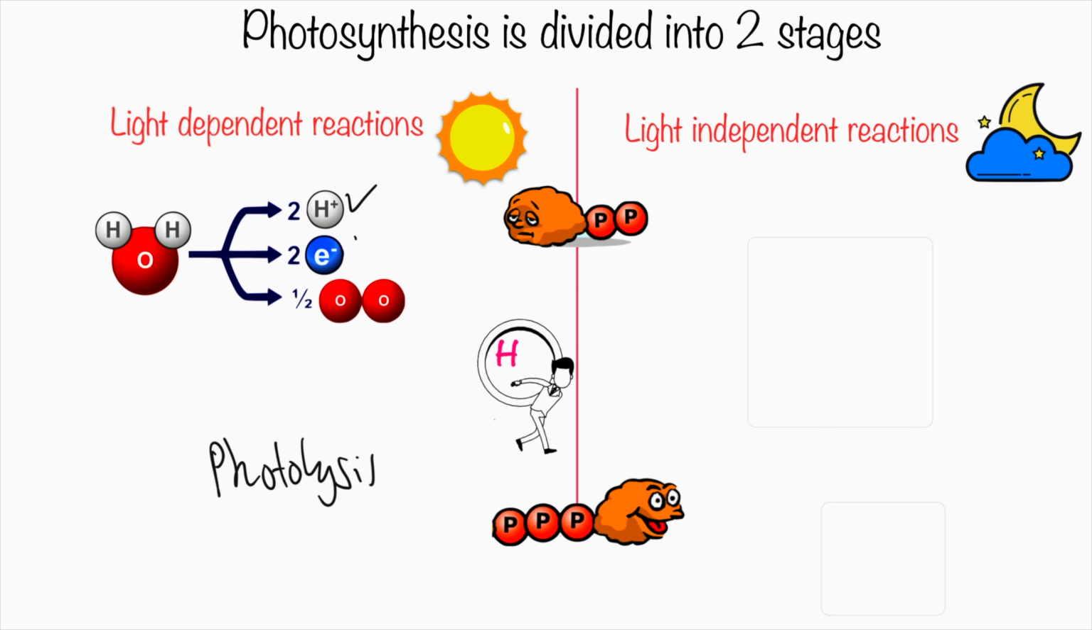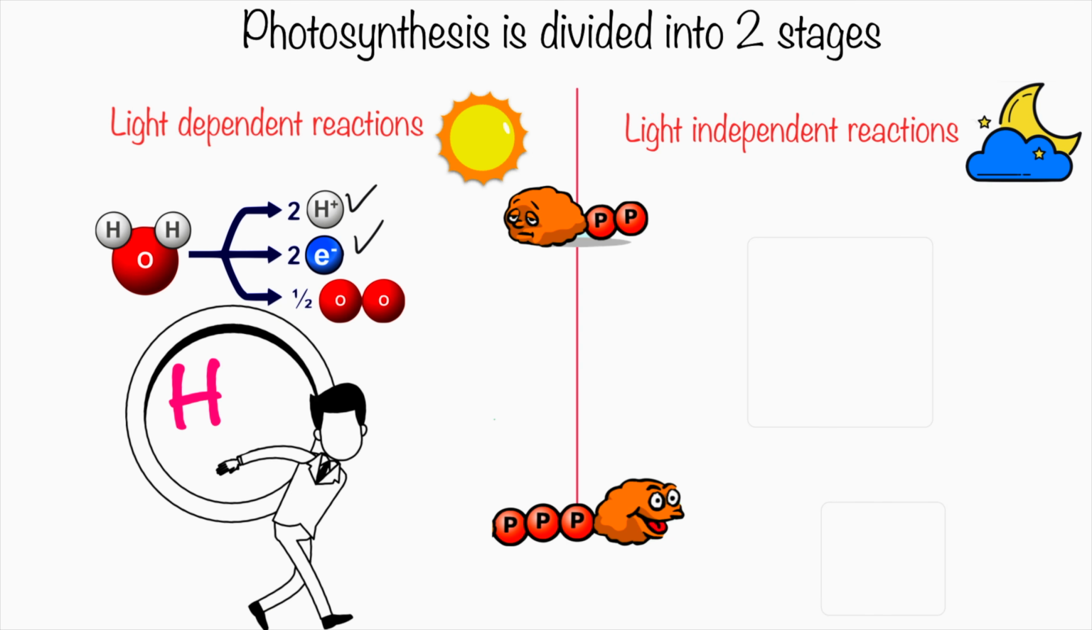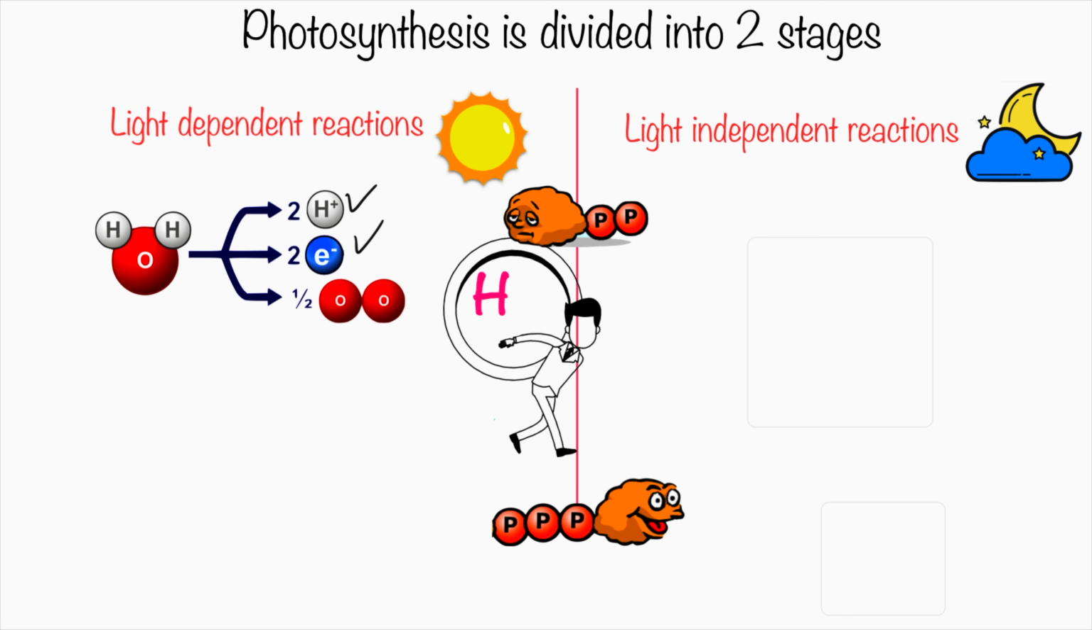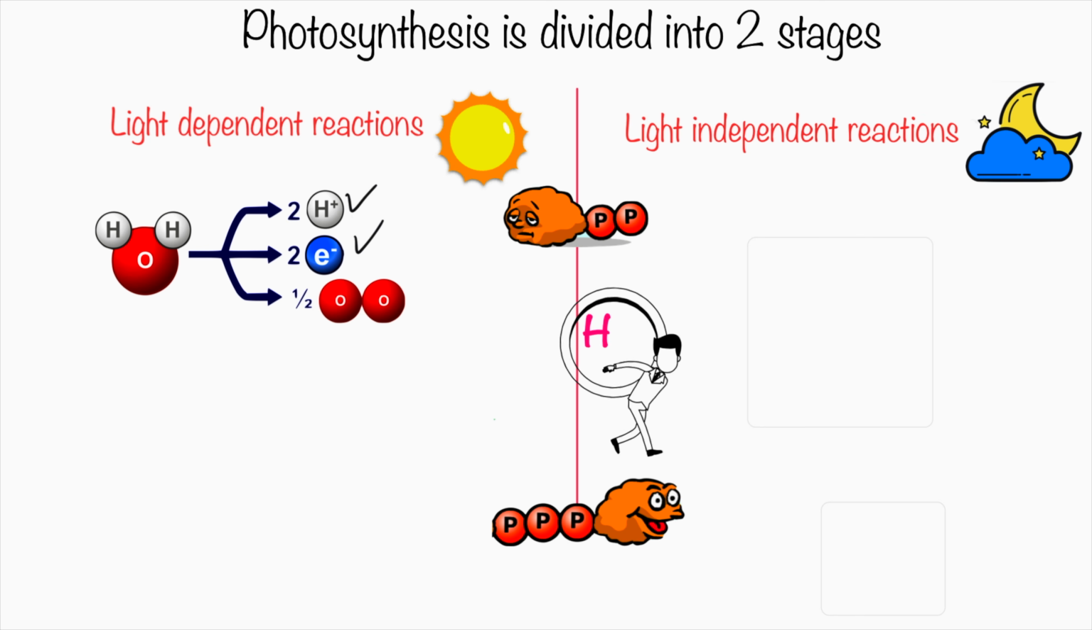You have protons, electrons. Those are the parts of the hydrogen atom, in addition to oxygen. Oxygen is a waste product that will soon diffuse out of the chloroplast and out of the plant. But what are we going to do with the hydrogen atoms? We're going to carry those hydrogen atoms with the help of the NADP. So the NADP will get reduced, carrying those hydrogen atoms from the thylakoid all the way to the stroma.